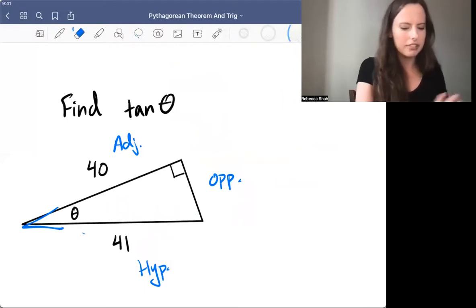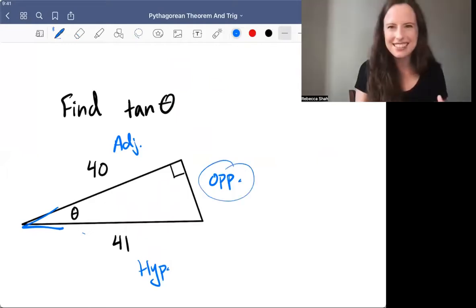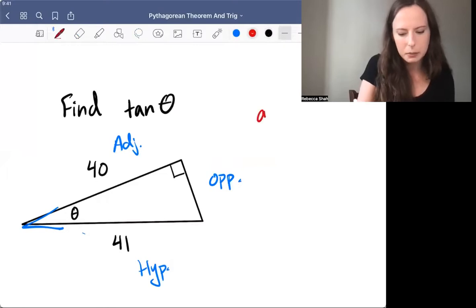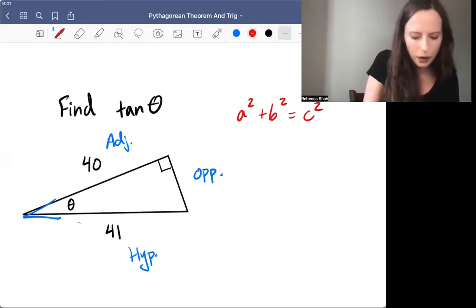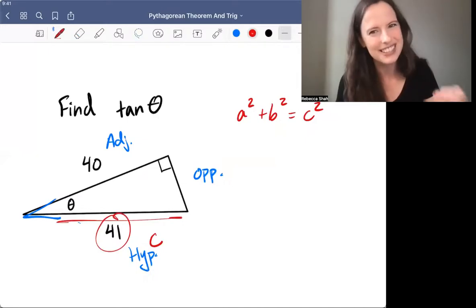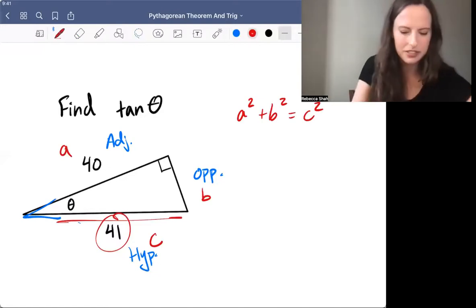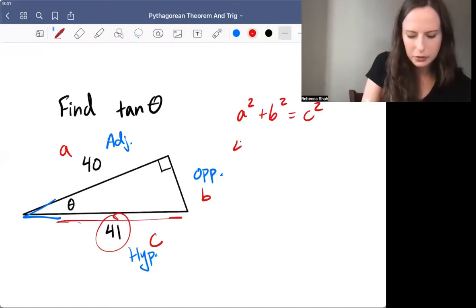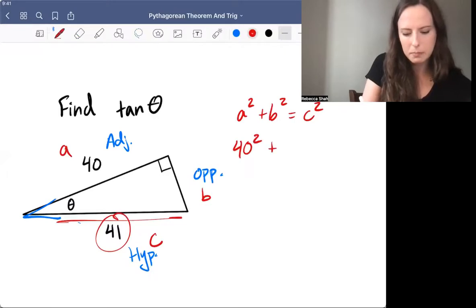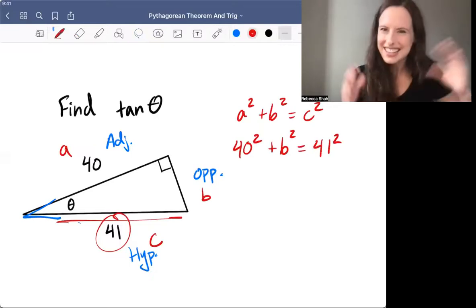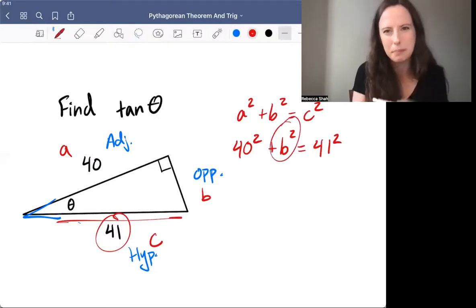Okay, so we've got our sides labeled. We don't know the opposite side, so that's our cue to use the Pythagorean theorem. So we have a squared plus b squared equals c squared once again. And this time we're plugging in 41 for c because 41 is the hypotenuse. Again, the hypotenuse is always c. The other two sides can be a and b. Doesn't matter which one's which. So we have a is 40, so 40 squared. B we don't know, so I'll just keep it as b squared equals, and c we said was 41, so 41 squared. Now our goal is to get b squared by itself.